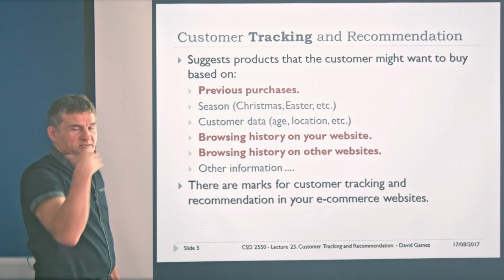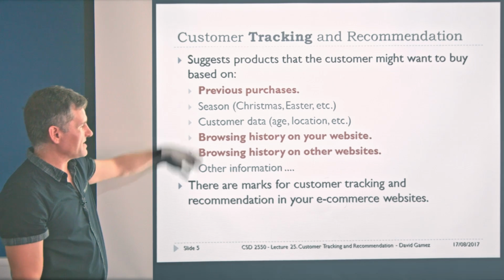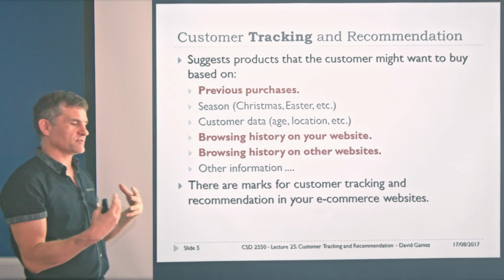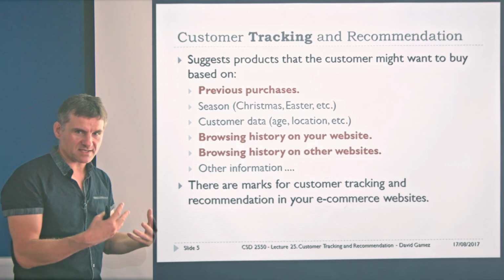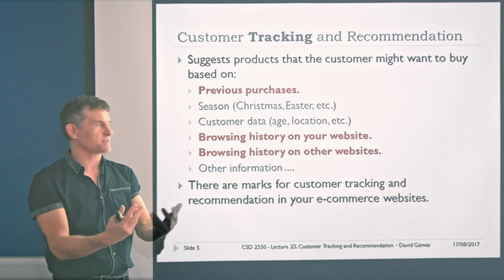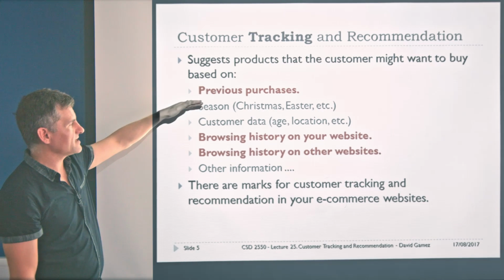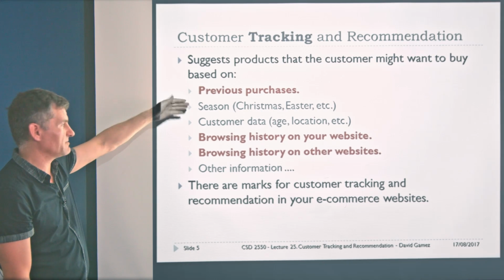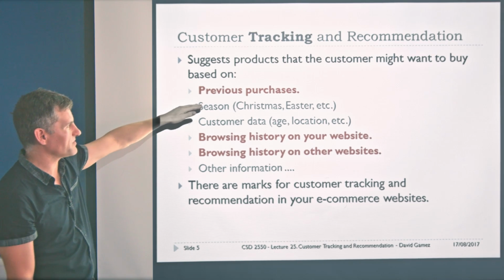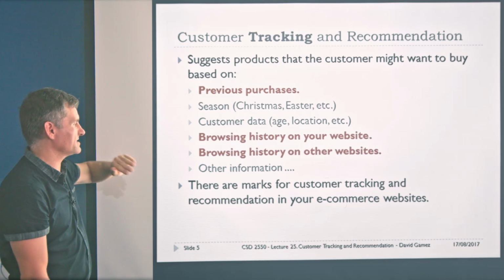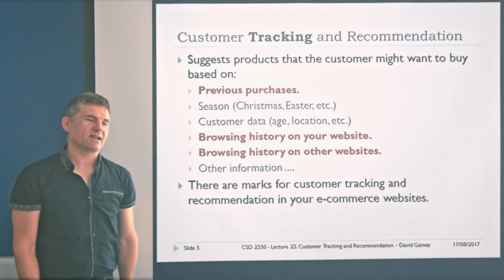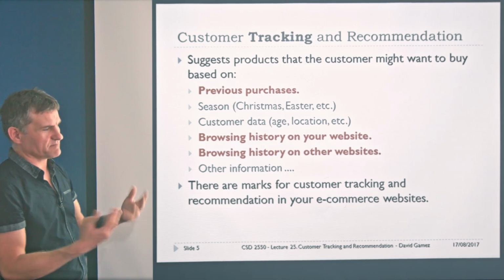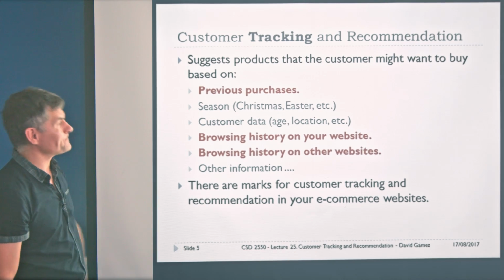So that's customer recommendation. Customer recommendation can be based on all these things, but customer tracking and recommendation is a matter of taking into account the customer's behavior on your website and then proposing things to them based on that behavior. Season isn't really based on the customer's behavior. They live in a country in which there's Valentine's Day, but that's not really customer specific. And customer data like age and location is again not based on their behavior. It's just some basic data that stays static for pretty much all time.